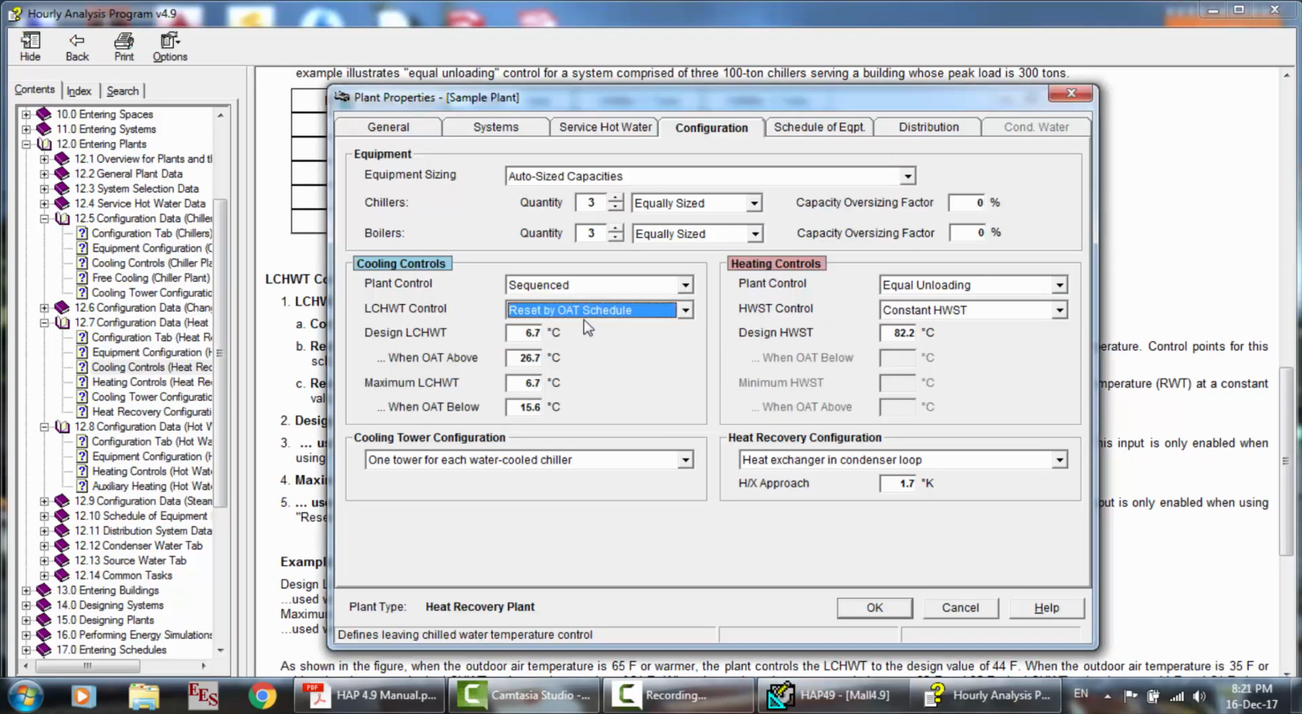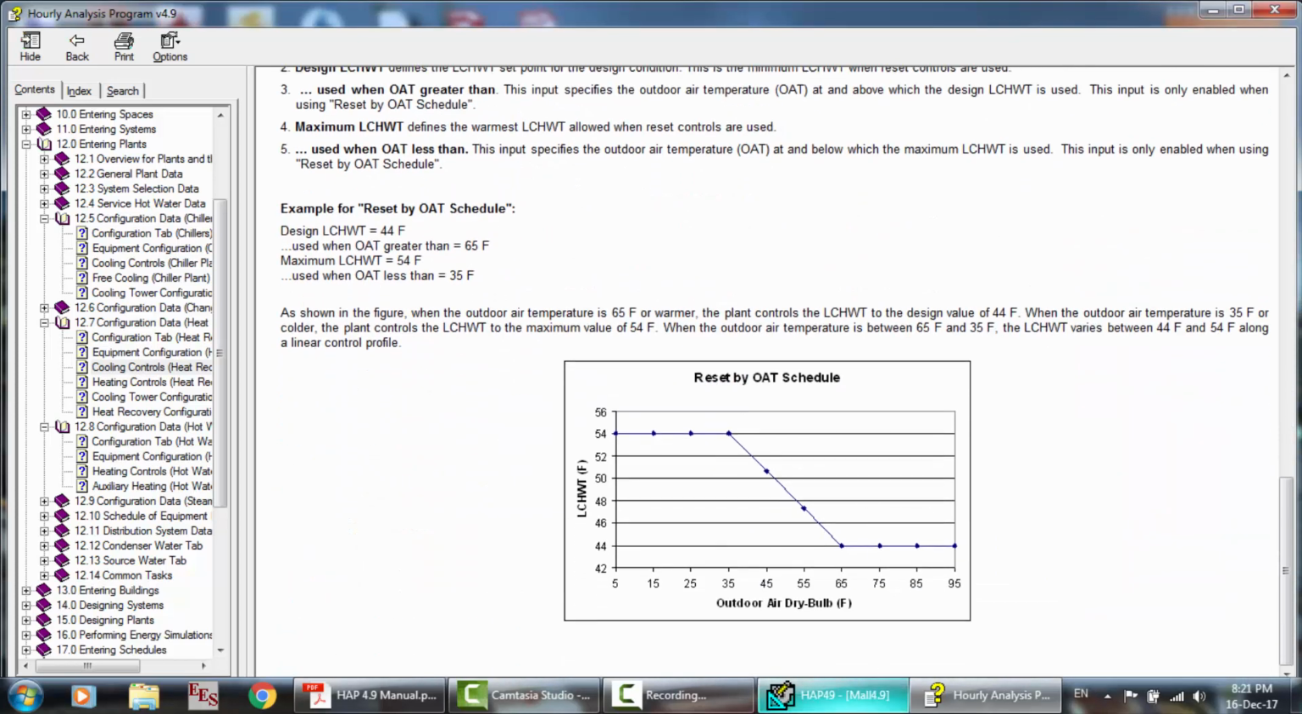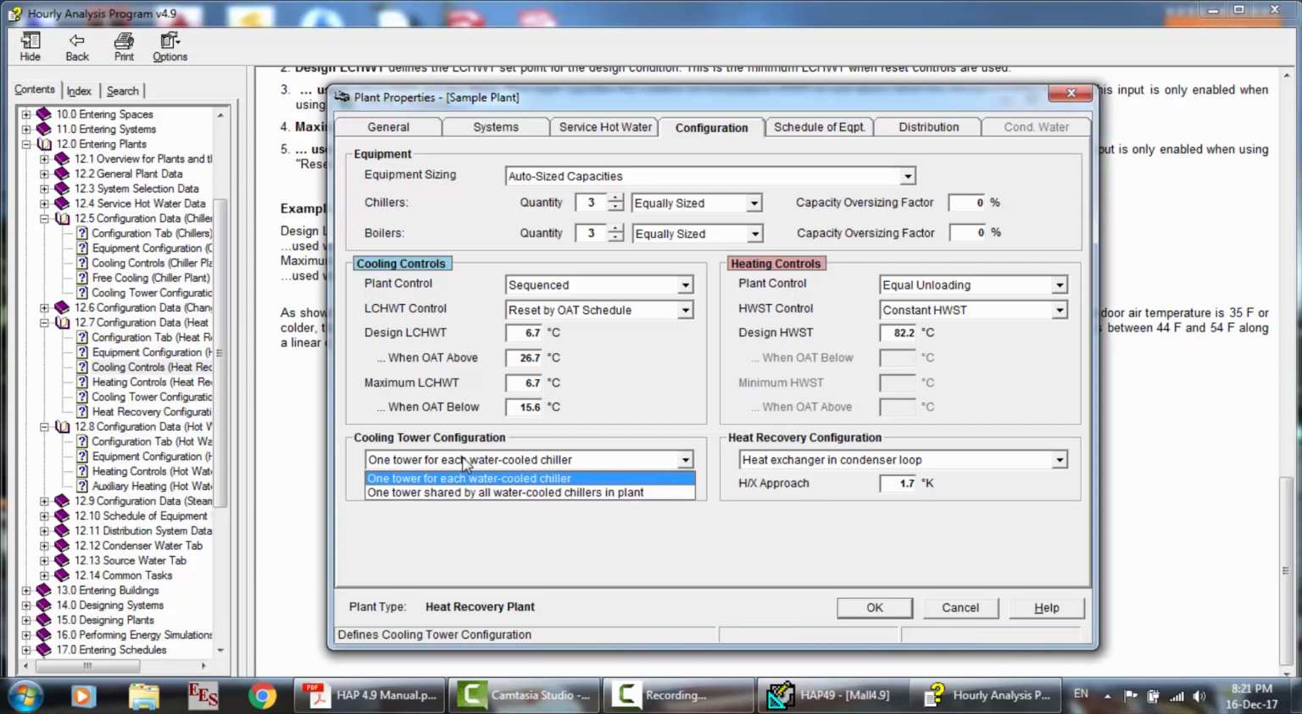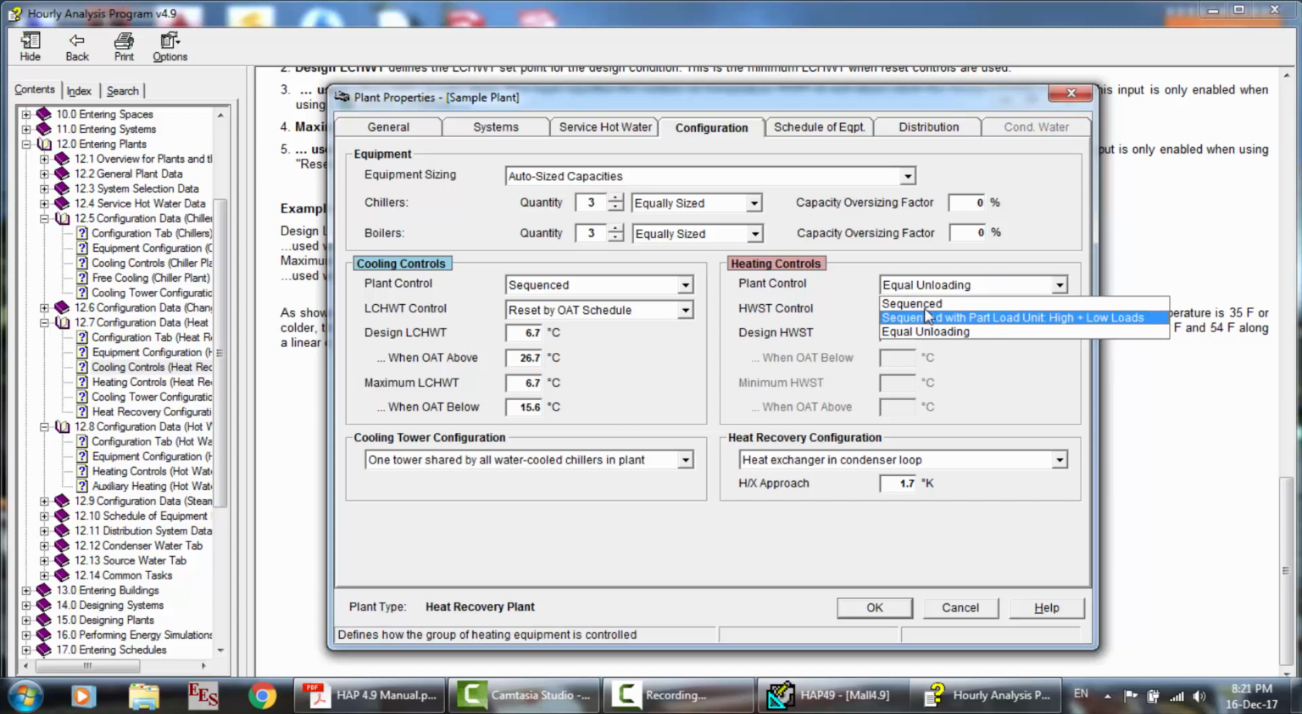Okay, also we can here get the design LCHW Celsius when OAT is above and the maximum. Okay, and one tower for each or one tower shared. For here, the equal unloading or sequenced: notice if we make this 1, here only equal unloading, if we make it 1, equal unloading, if we make it 2 we get sequenced or these things again, also these options.